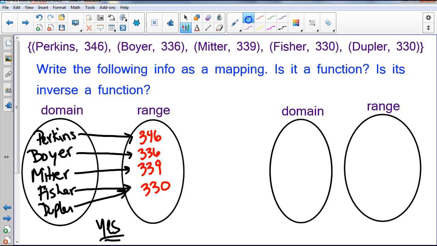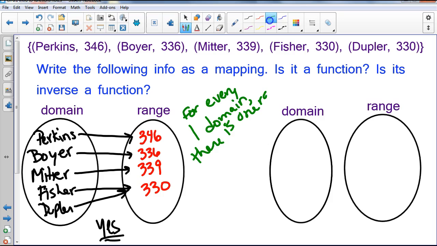I'll even write that down on the board for you. For every one domain there is one range.